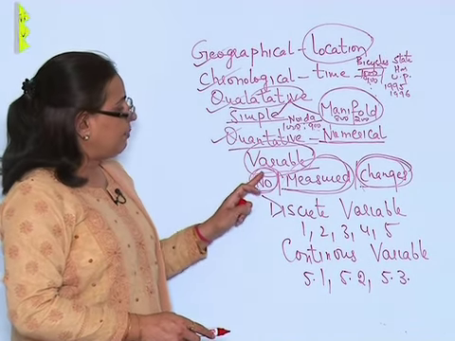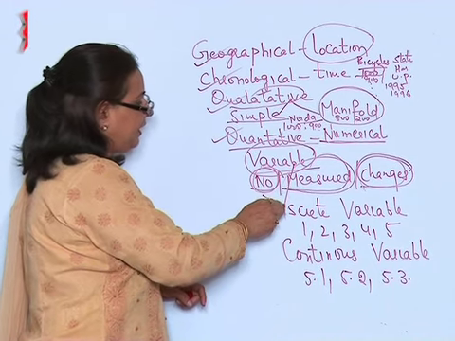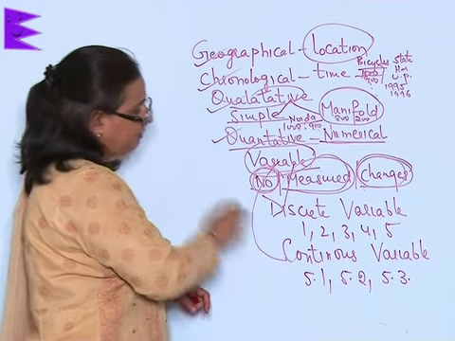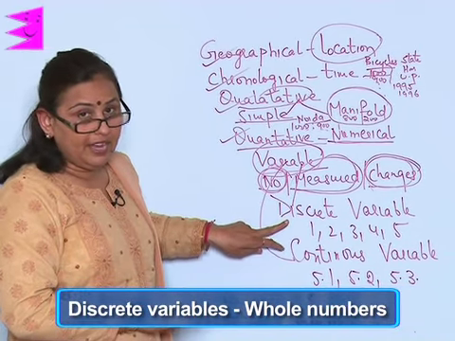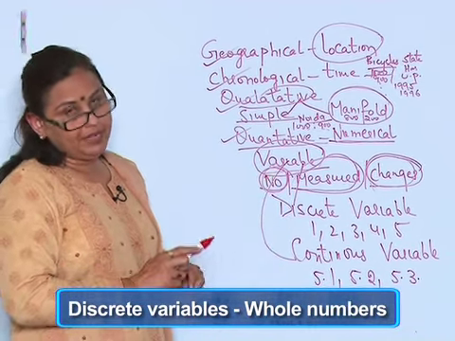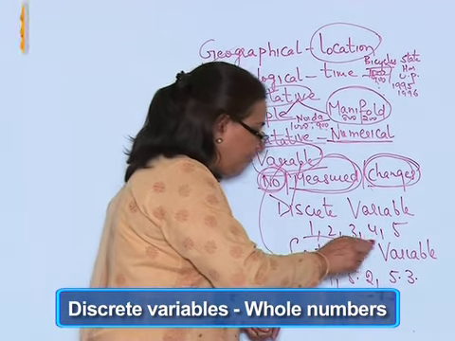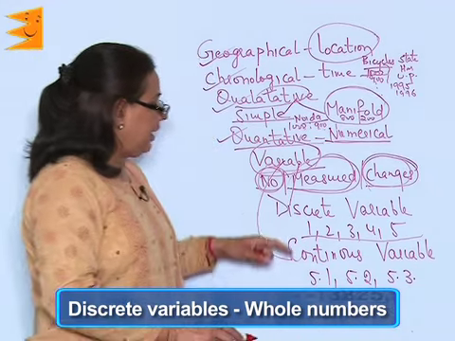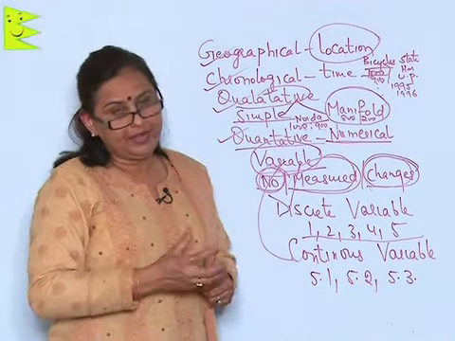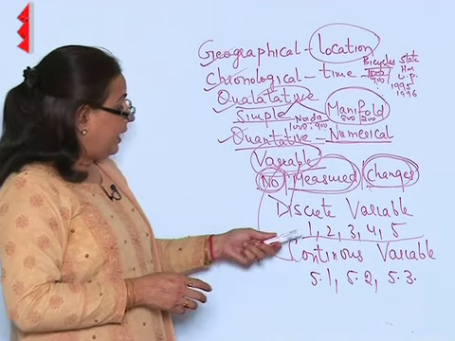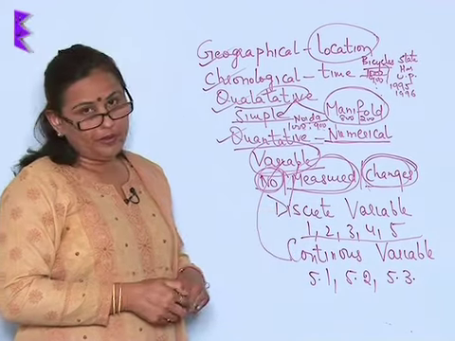Now these variables are again further subdivided into discrete variables and continuous variables. The discrete variables are when a complete number is given: 1, 2, 3, 4, 5, 6, 7 and so on. This is a discrete variable because the whole number is there. And this can be the number of people, number of cities and so on.